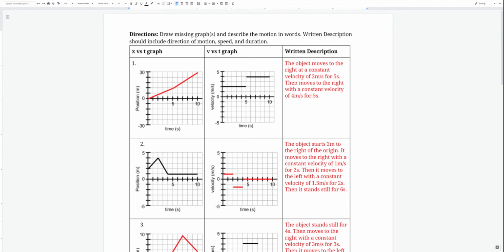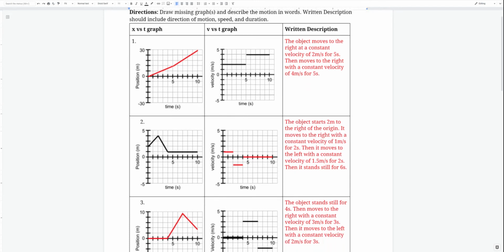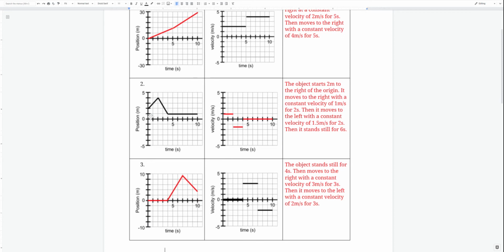Our written description for this one, notice how we are not including the starting position in our written description because we don't know it. We are just given the velocity of the object. We do not know its starting location, so that's not included in the description. We just say it moves to the right at a constant velocity of 2 meters per second for 5 seconds, and then it moves to the right with a constant velocity of 4 meters per second for the last 5 seconds.